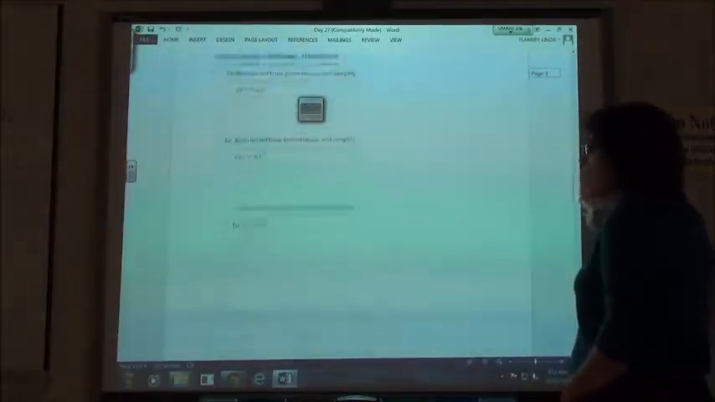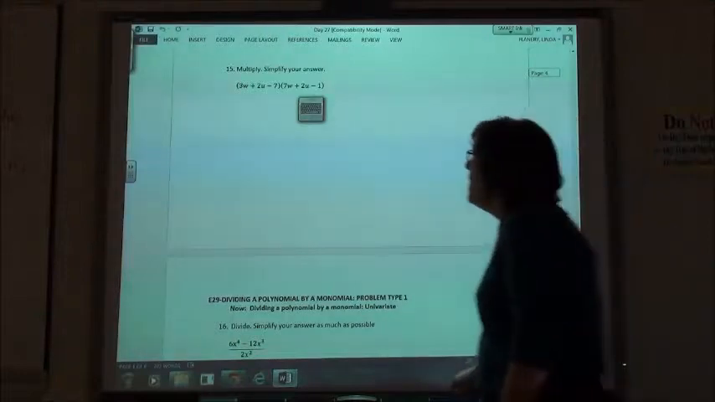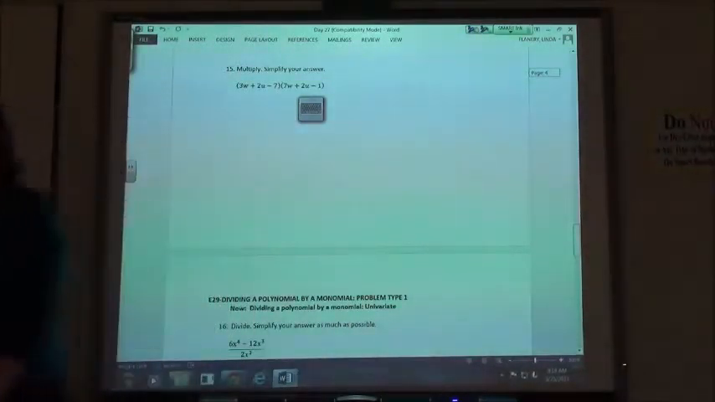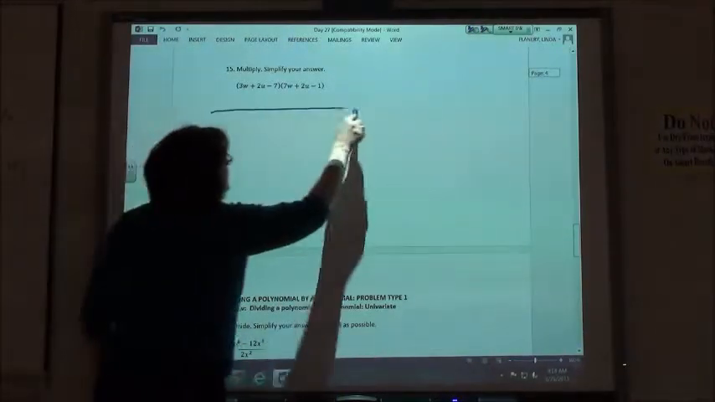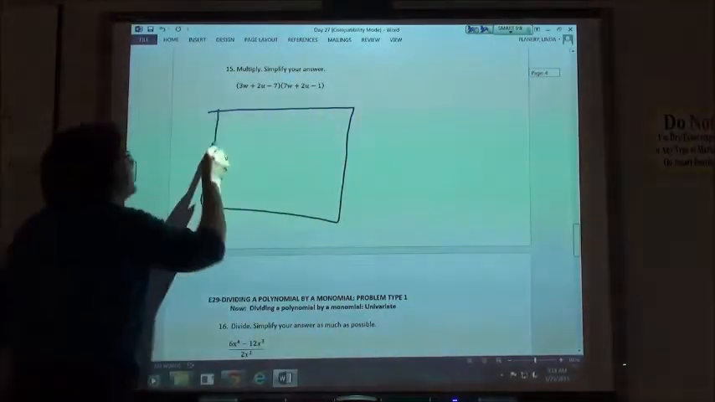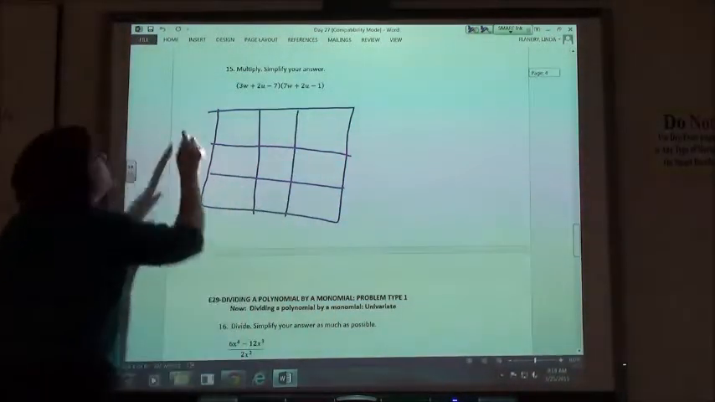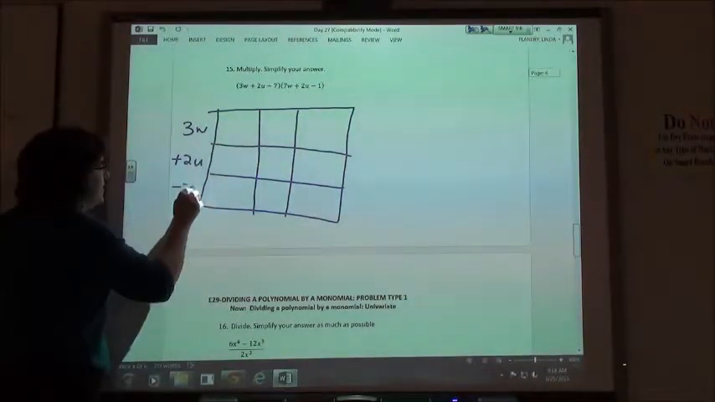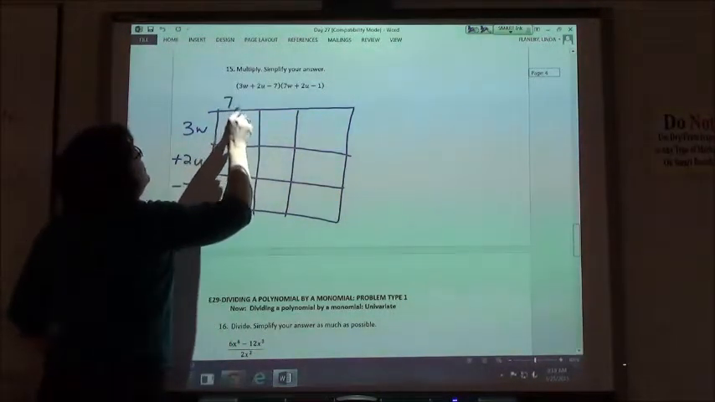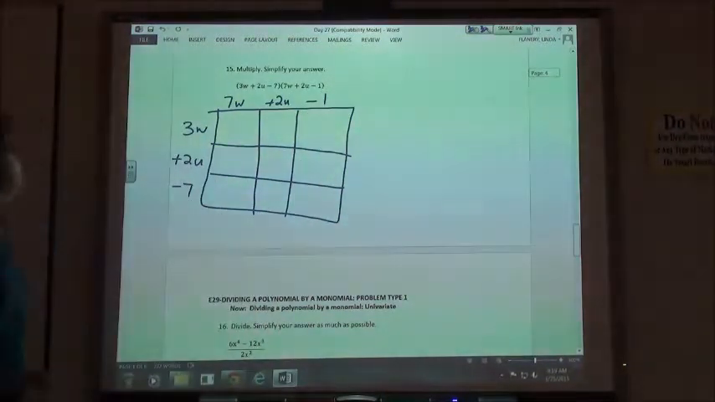So number 15, now it's even a little bit longer. We have 3 of them times 3 of them. Do you want to use the boxes, or you just want to multiply it out the long way? Just use the boxes. Make my boxes a little bigger so I have more room to write. So 3 by 3, we want this one to be: 3w plus 2u minus 7 times 7w plus 2u minus 1.